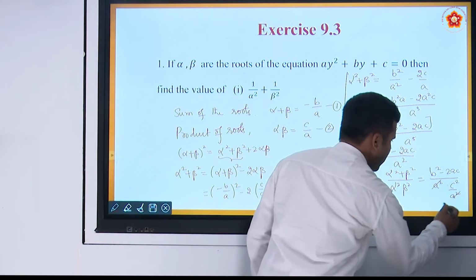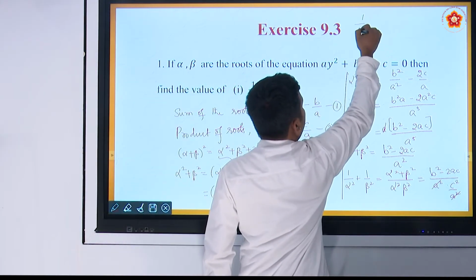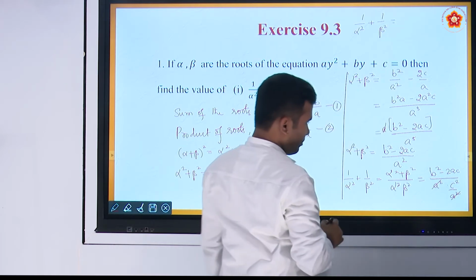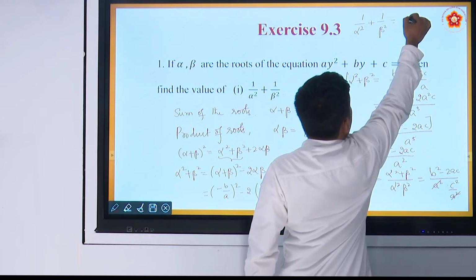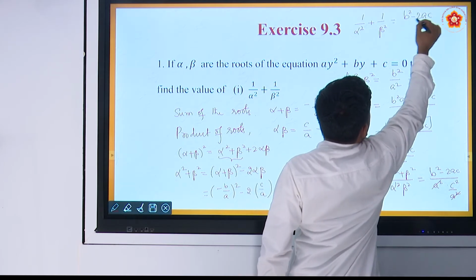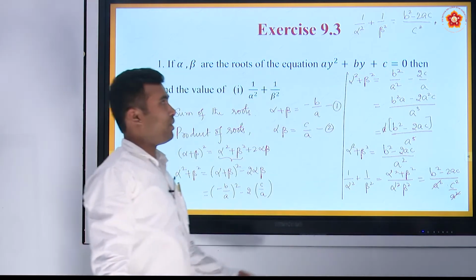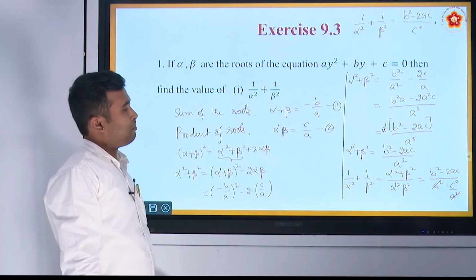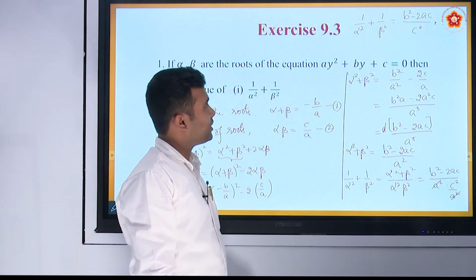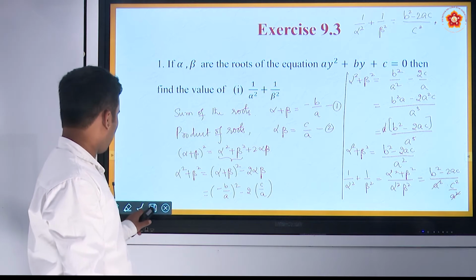Here a square gets cancelled. So we are left with the value of 1 by alpha square plus 1 by beta square as b square minus 2ac divided by c square. Hence we got the value for 1 by alpha square plus 1 by beta square as b square minus 2ac divided by c square. Similarly, we can find another one.